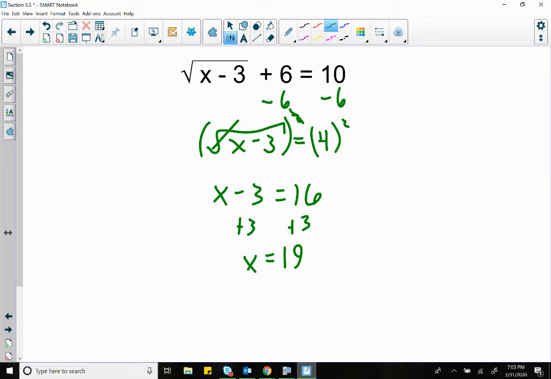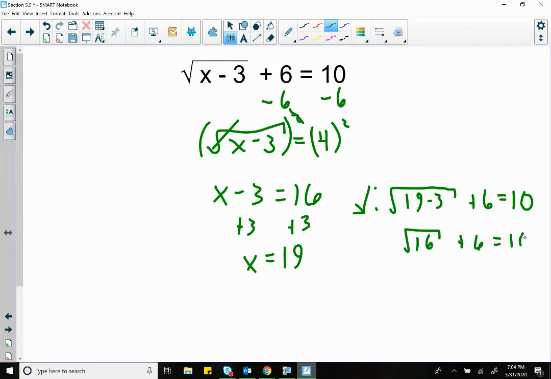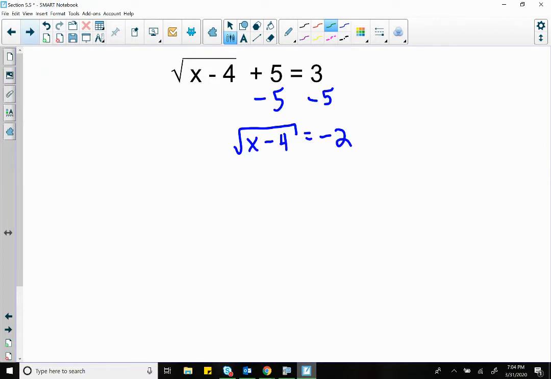And again, in the end, we need to check our answer. So we plug that 19 back in. So 19 minus 3 plus 6, is that 10? So 19 minus 3 gives you 16 plus 6 equal to 10. Square root of 16 is 4 plus 6 equal to 10. Is 4 plus 6 10? Absolutely. So this answer is A-OK. Pause the video. Give this one a shot.